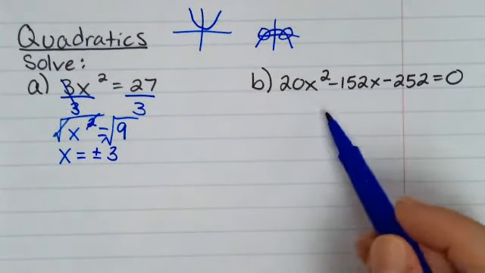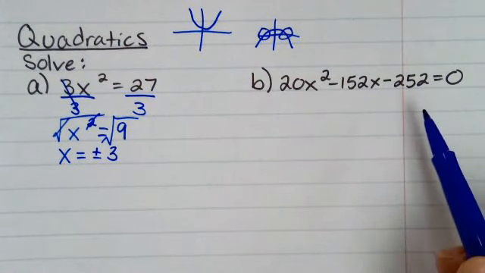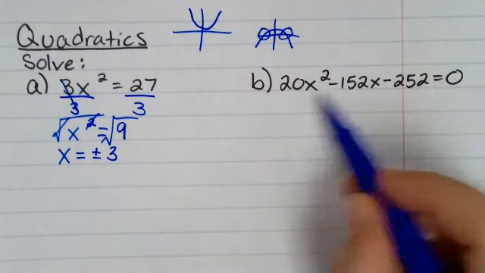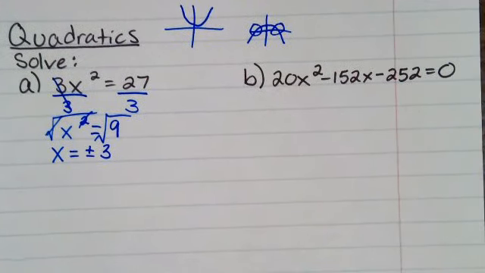Look at B. In B, we have 3 terms. It is already set equal to 0, which is what I would love to have happen when you have these 3 terms like this. If it was not already set equal to 0, I would make it set equal to 0, but we're already there. So it's off to a good start.